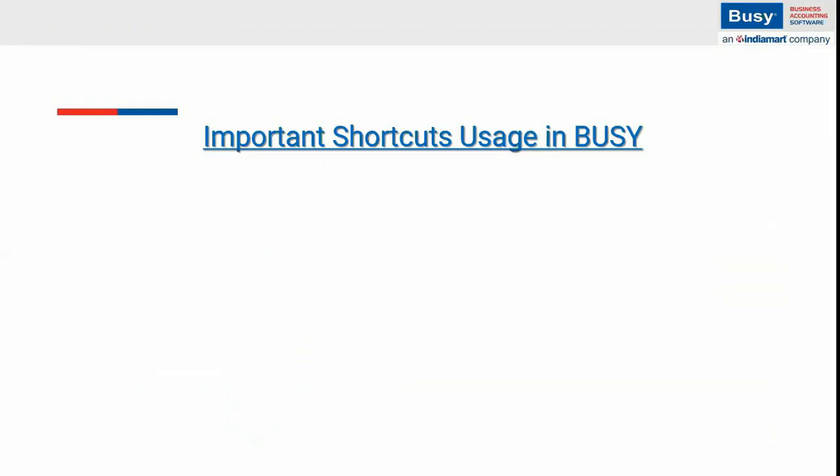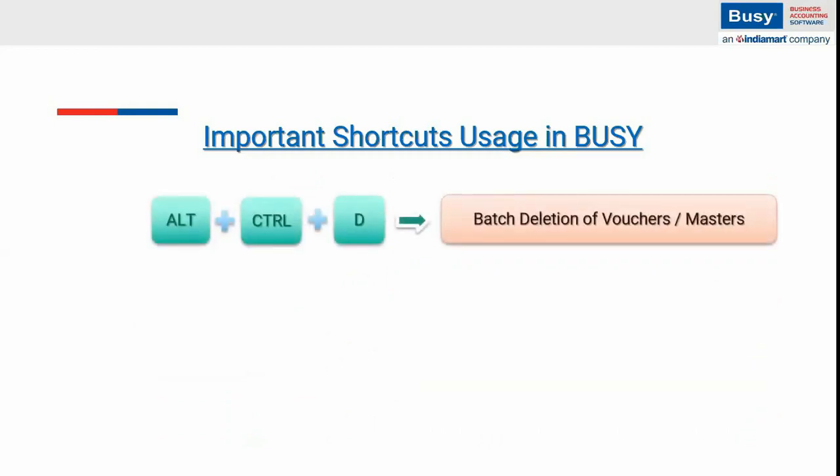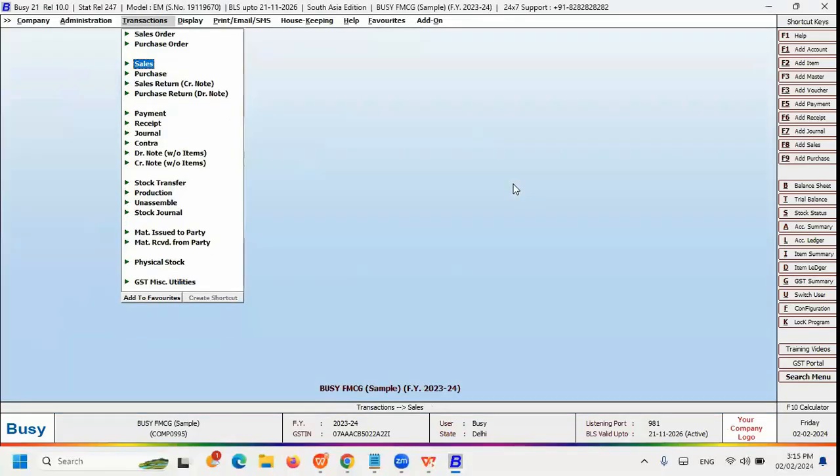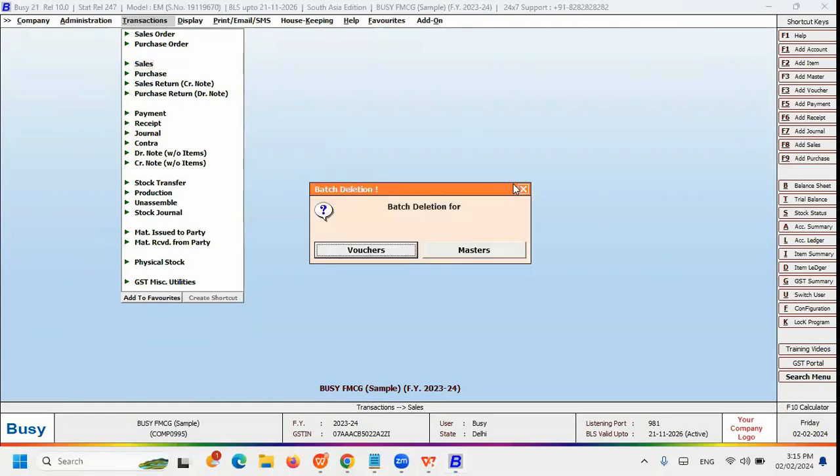Going further, next slide, let us discuss some other shortcut keys also. Alt Control D. This shortcut key will be used for bulk deletion or batch deletion of vouchers or masters. Let us see how it works. So this is our company. I already opened a company here, and I am applying the shortcut Control Alt D to delete our voucher information or master information.